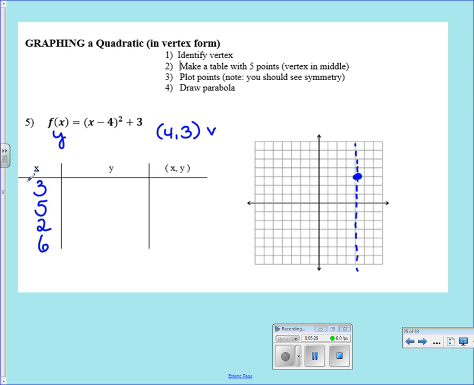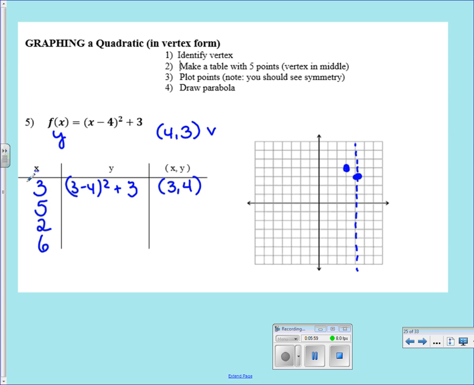So therefore, when we plug that in, these are my x values, so I'm going to have 3 minus 4 squared plus 3. Well, let's see. 3 minus 4 is negative 1. Negative 1 squared is 1, and 1 plus 3 is 4. So now I've got my ordered pair, and I should probably write that a little bit better, so it's going to be 3, 4. So 1, 2, 3, 1, 2, 3, 4.